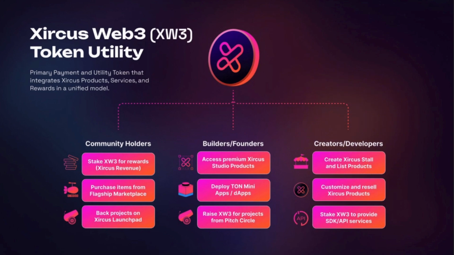And this is crucial because if you can create the product, have an MVP, build and find your product market fit, you will succeed as a founder in finding the right types of investors for your project. As an example, a team building a decentralized marketplace could pitch their idea on Pitch Circle and our community holders could contribute XW3 to help them get started. XW3 is the utility that will enable this funding mechanism, connecting the builders with the community.